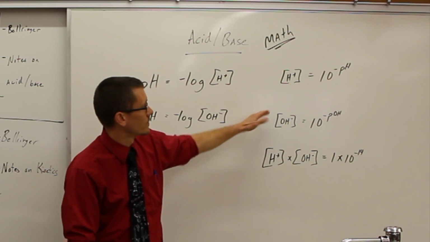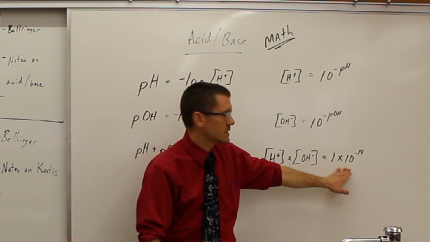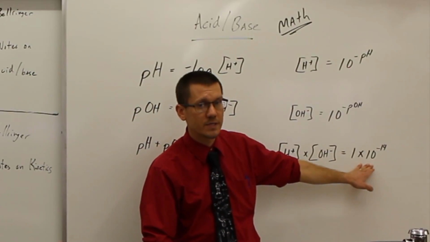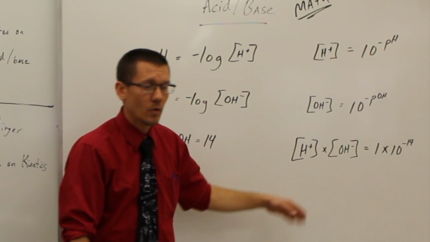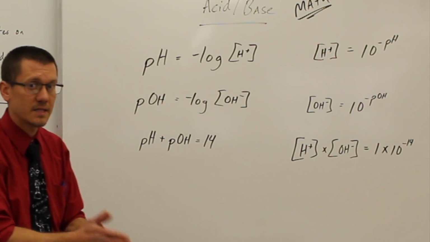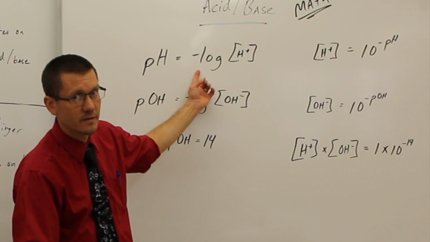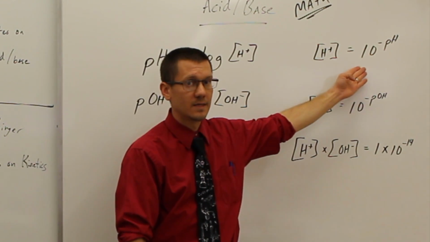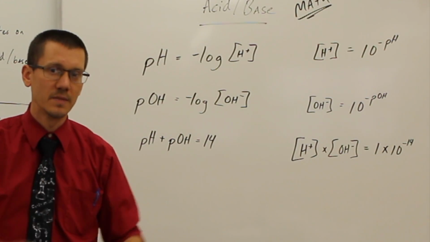On our straight scale, they relate by a constant, 1 times 10 to the negative 14. So if you know one, you can find the other. Or if we know the pH and we're trying to get to concentration, the opposite of this math is right here. 10 to the negative pH will give you molarity. Remember, the brackets mean molarity.